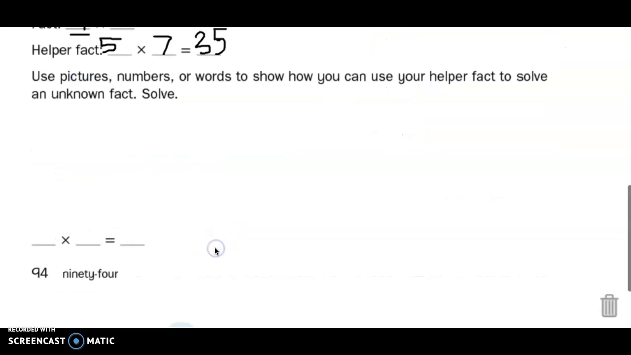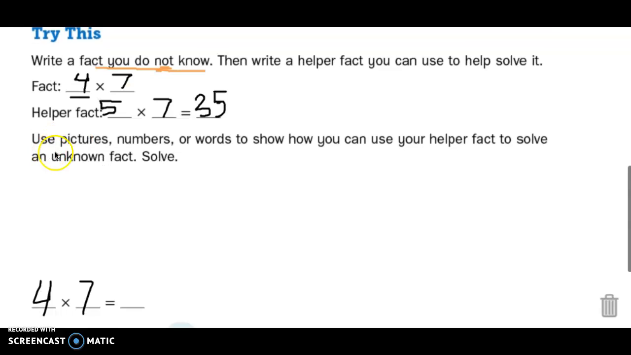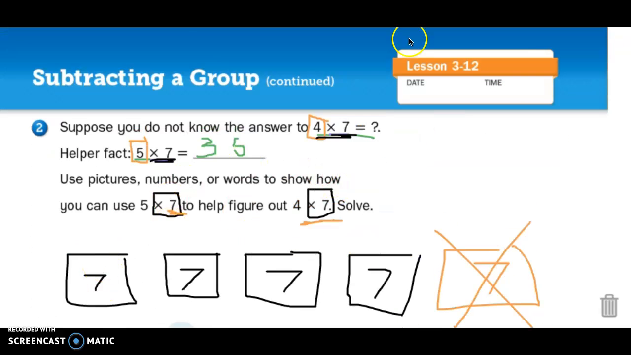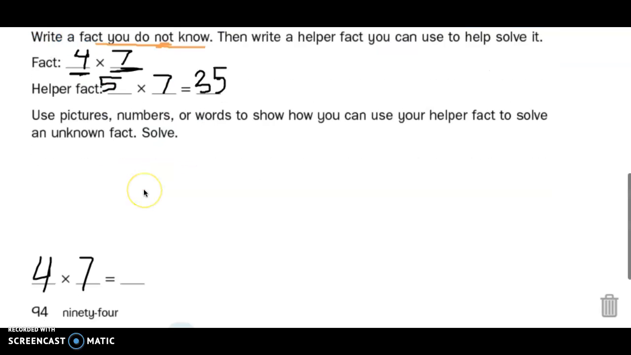And then down here, I would figure out my answer to my fact. Now again, can you use 4 times 7? No, because we just figured it out above. So I want you to come up with your own new fact. Remember, that can't be facts you know how to count by in the top. It should be facts that you know how to count by in the bottom.